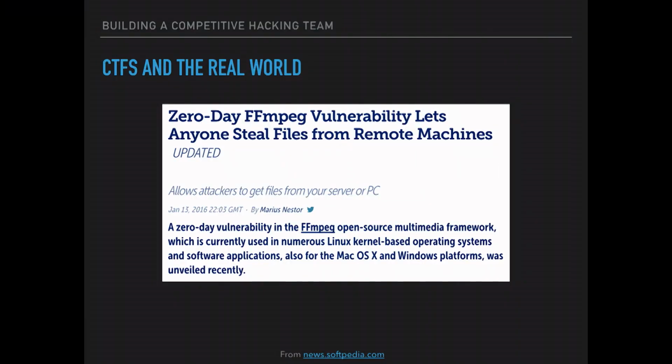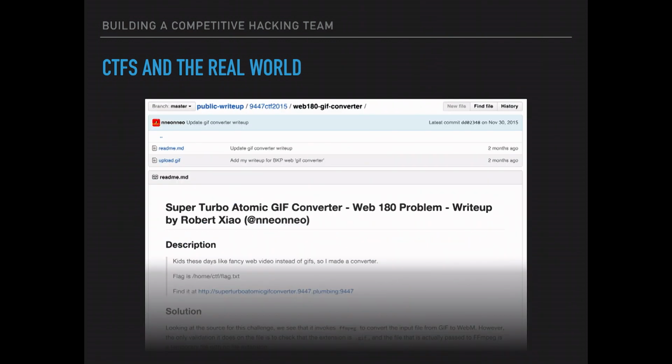So first one, this is actually just a couple weeks ago. There was a news report about a vulnerability in FFmpeg that let people read remote files. Someone on our team saw this, and they said, wait a second, I did this 2 months ago in a capture the flag competition. Before this vulnerability was reported, they actually had to independently discover it over the course of this competition.